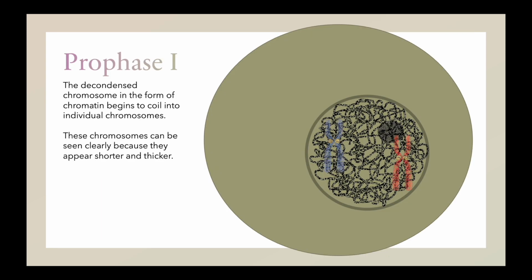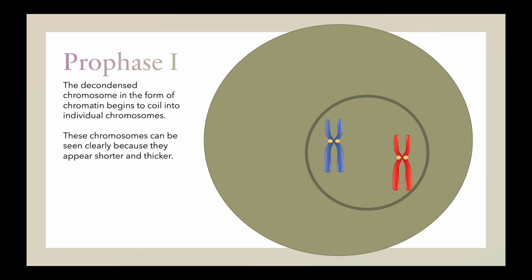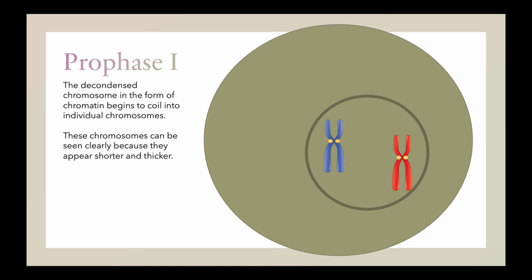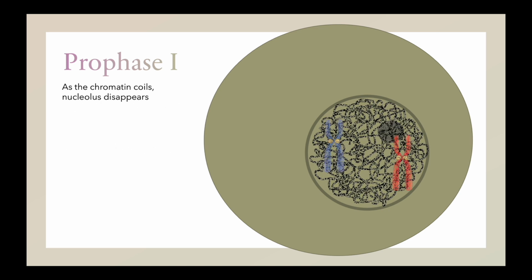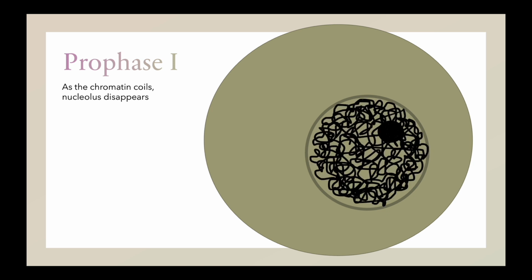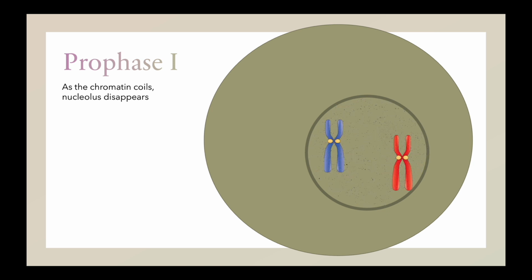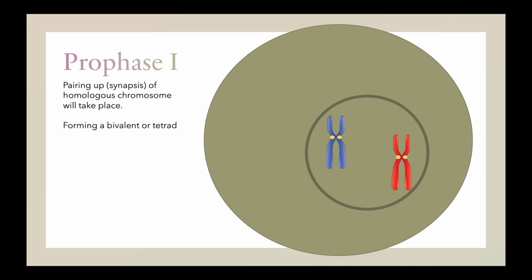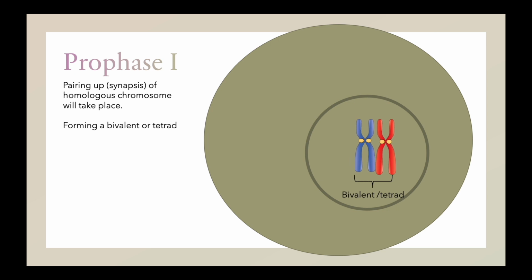Prophase I. During prophase I, the decondensed chromosome in the form of chromatin begins to coil into individual chromosomes. These chromosomes can be seen clearly because they appear shorter and thicker, as you can see in the diagram. As the chromatin coils, the nucleolus disappears. Next, pairing up or the synapsis of homologous chromosomes will take place, forming a bivalent or a tetrad.